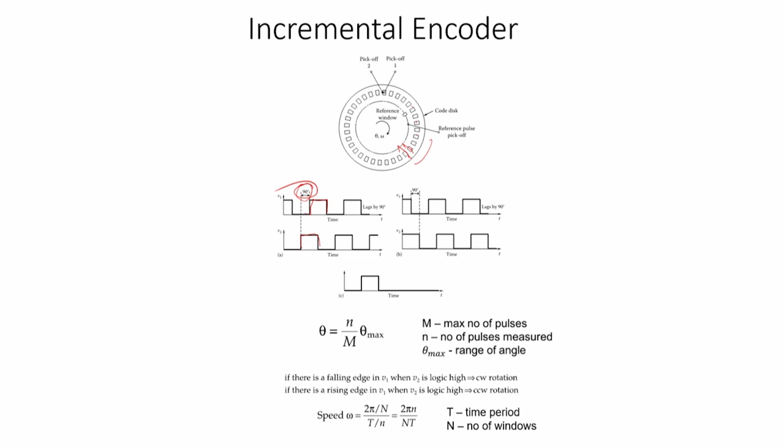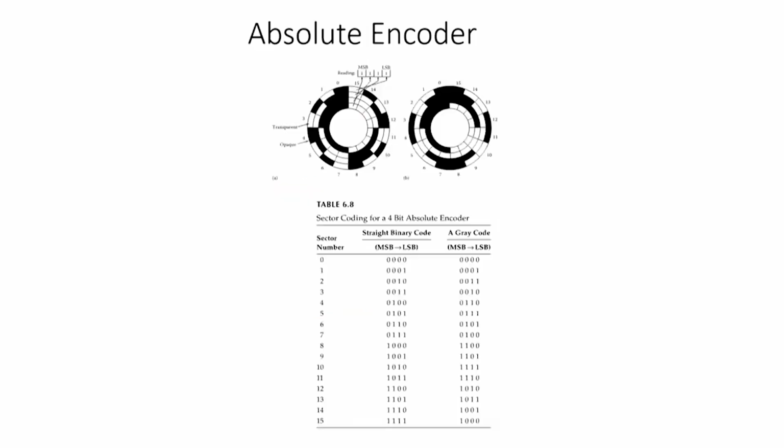From that you can actually measure the angle, which is essentially the number of pulses that you are measuring, the maximum number of pulses that is possible, and the theta max, the range of the angle between the two. So, you get theta, and similarly you can also get the angular velocity of the system. So, that is for an incremental encoder system.